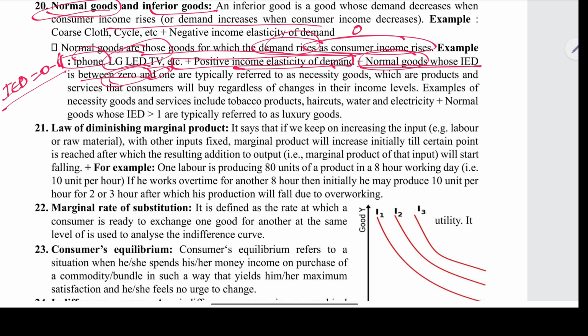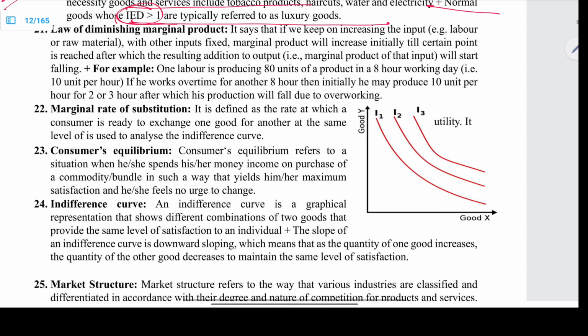Normal goods, right? Between 0 and 1, these are referred to as necessity goods, where the products serve the consumers regardless of the changes in income. But for normal goods, if the income elasticity is greater than 1, they are called luxury goods.